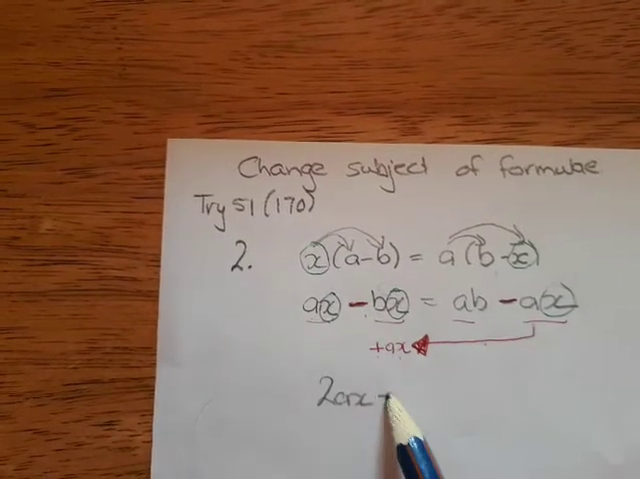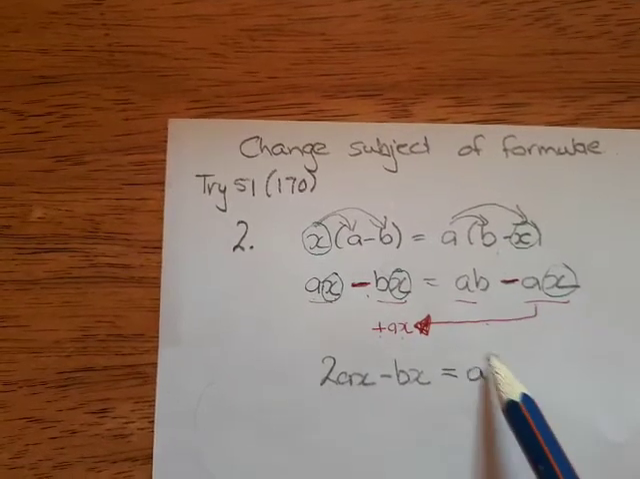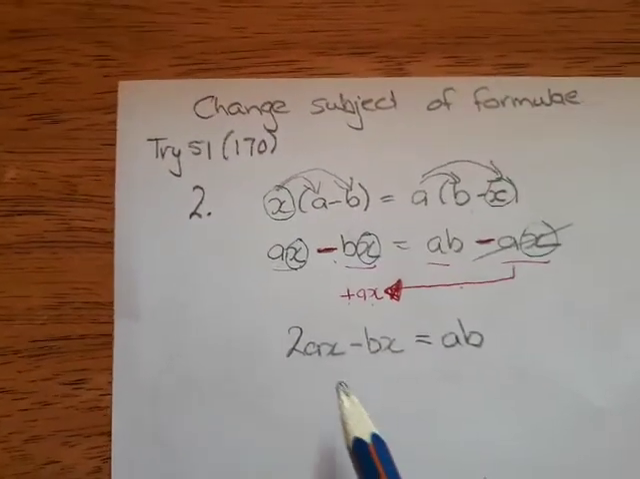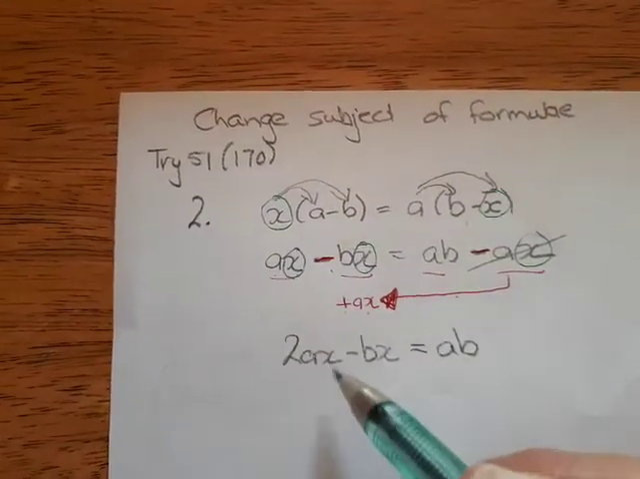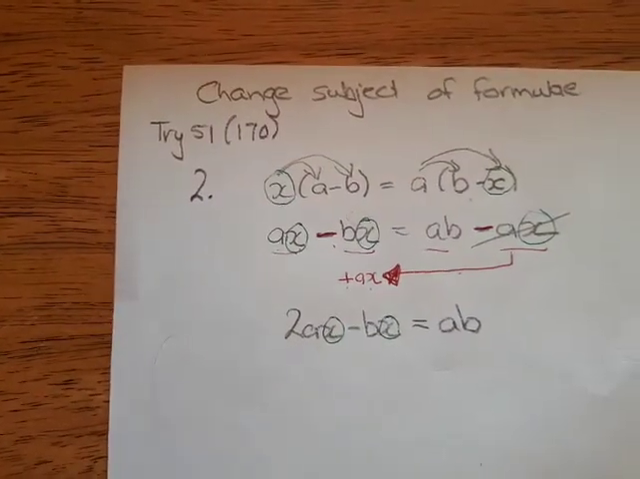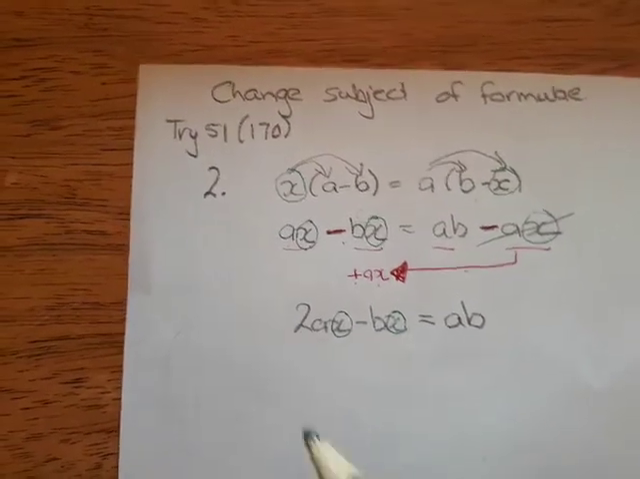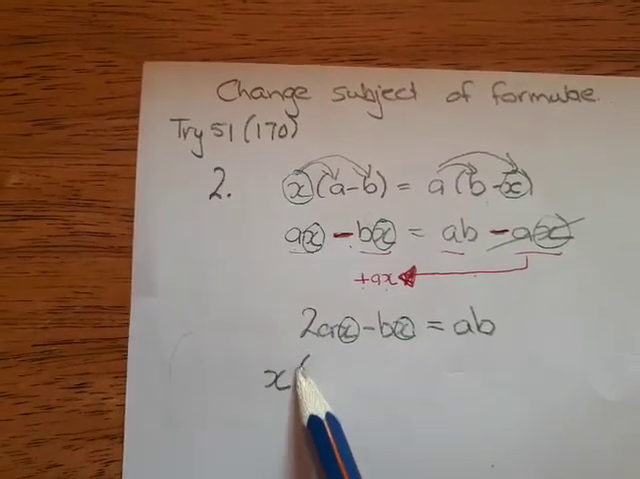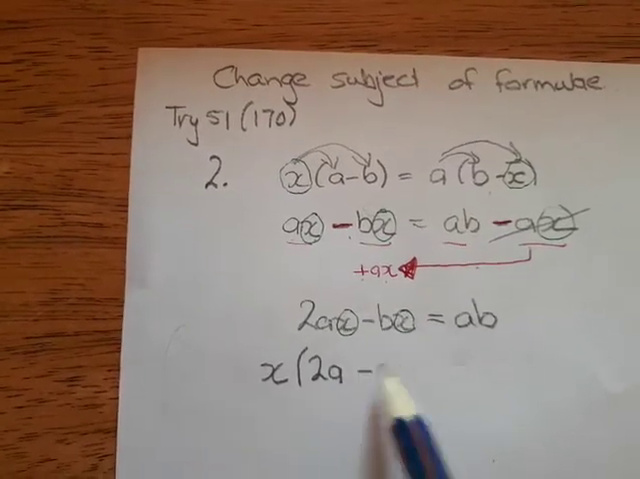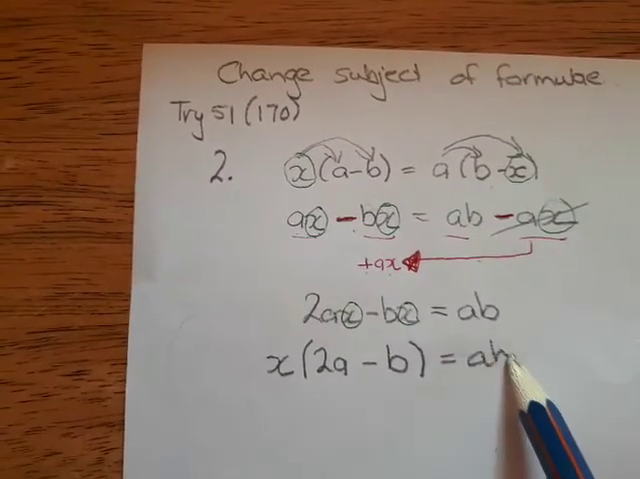2AX. Then I still got minus BX equals, on the right hand side I've got AB left over because I moved that term. Now again, circle your X and your X. And you should now realize that X is a common factor. So I can factorize my left-hand side, taking out the highest common factor, which is AX, giving me remainder 1, which is 2A, minus remainder 2, which is B, equals AB.